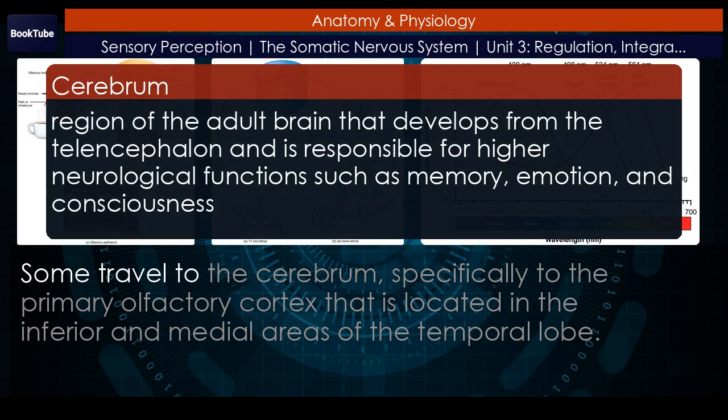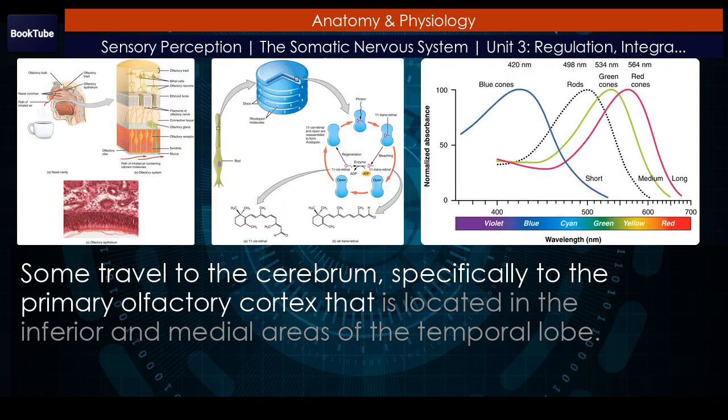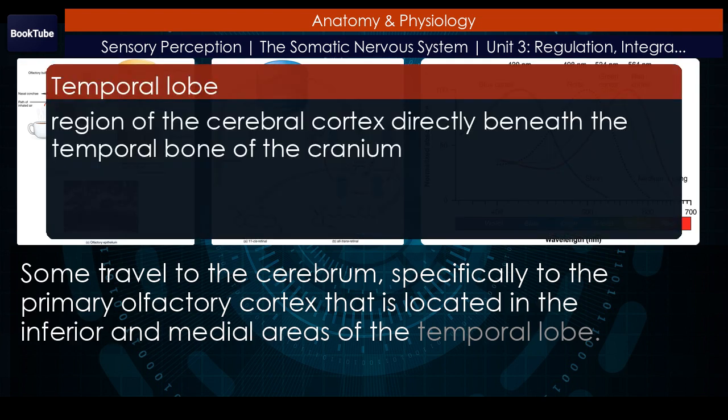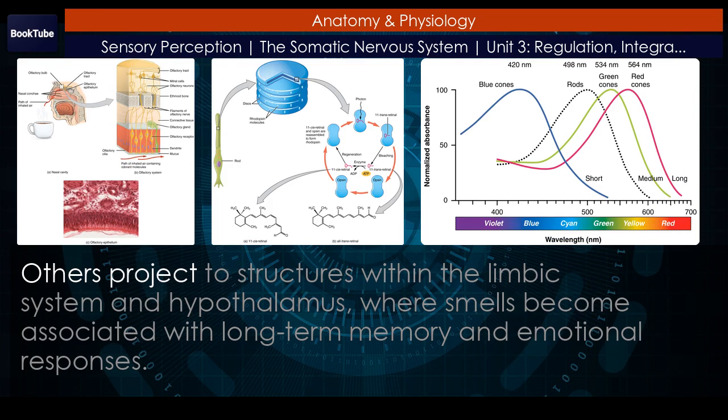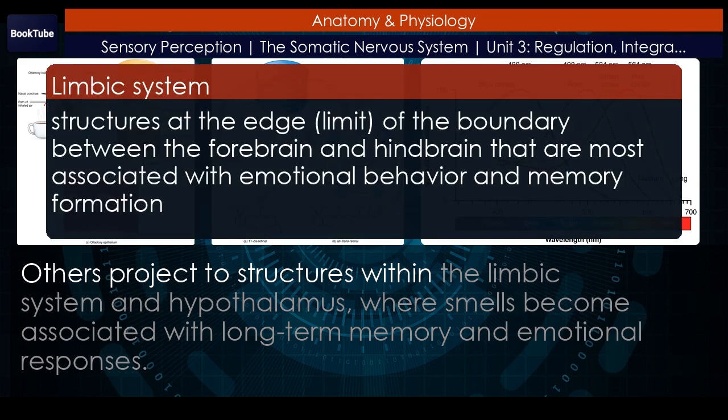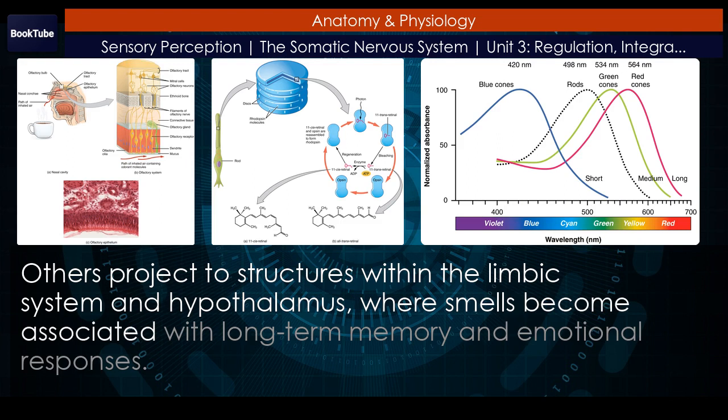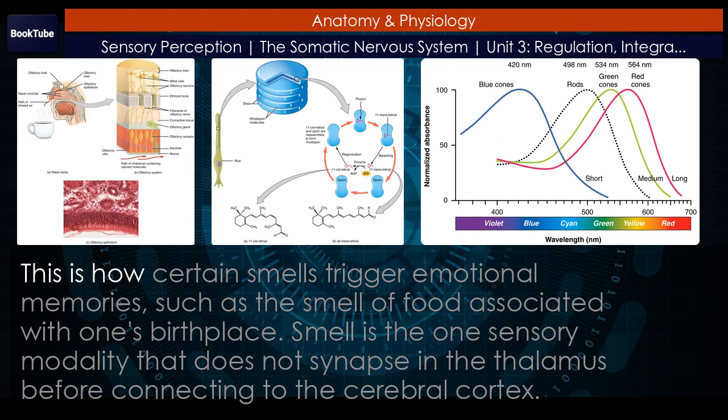Some travel to the cerebrum, specifically to the primary olfactory cortex that is located in the inferior and medial areas of the temporal lobe. Others project to structures within the limbic system and hypothalamus, where smells become associated with long-term memory and emotional responses. This is how certain smells trigger emotional memories, such as the smell of food associated with one's birthplace.